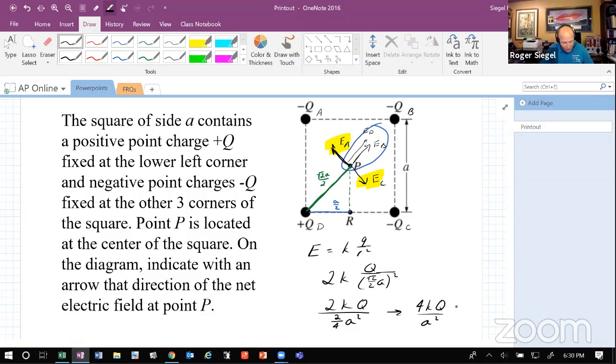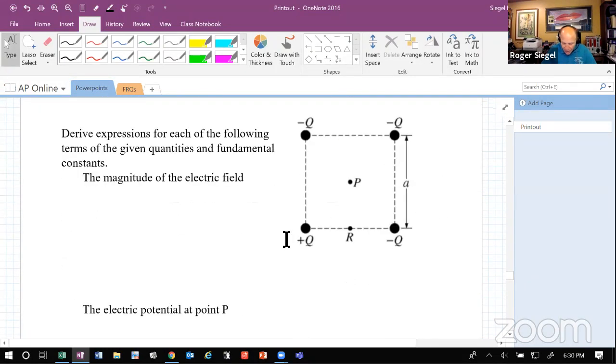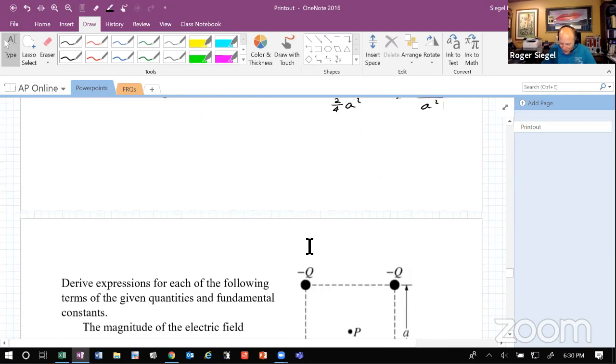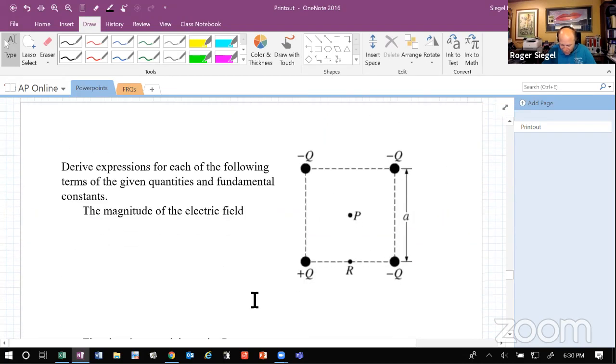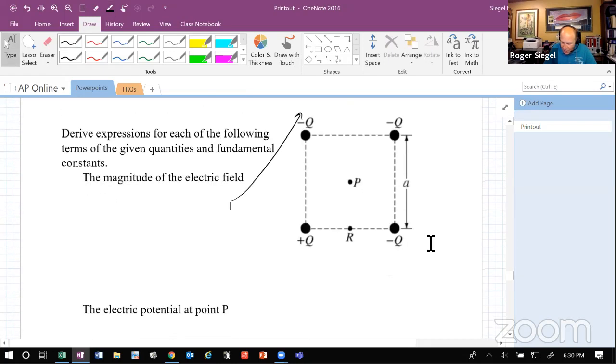All right, now that's something we did the other day. I'm sorry, I just found the magnitude of the electric field. So the work that is asked for down here, I did that up there. So we'll go ahead and say that's on the previous slide. Now, what is the electric potential at that point?